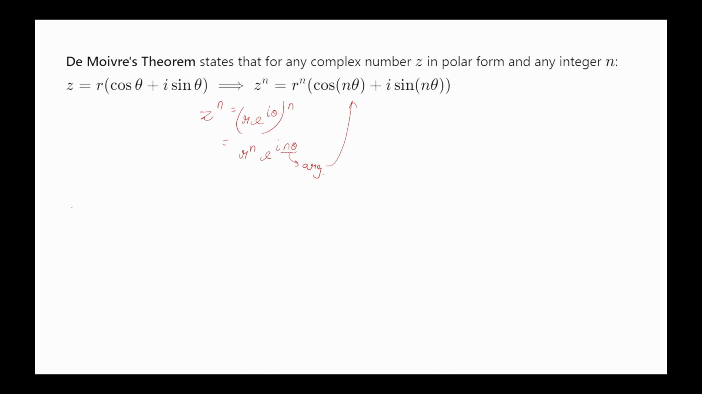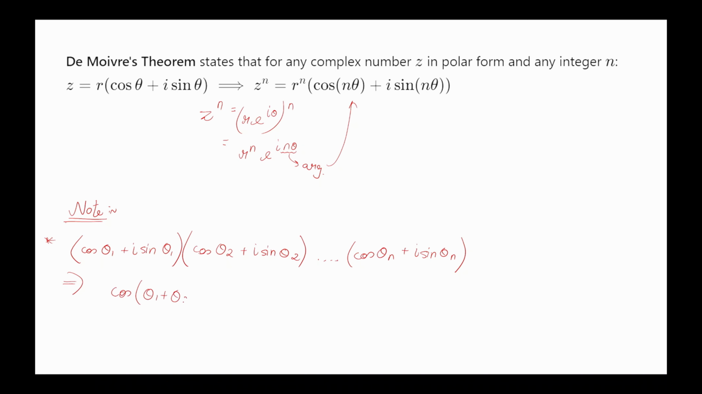Now one more important formula. This is a note that you must remember. Let's say I have cos of theta 1 plus iota sine theta 1, multiplied by cos theta 2 plus iota sine theta 2, and this goes on up till I have cos of theta n plus iota sine theta n. If I have this type of equation, how can I write it down? It can simply be written as cos of theta 1 plus theta 2 plus theta 3 up till theta n, plus iota sine of theta 1 plus theta 2 plus theta 3, and this goes up till theta n.